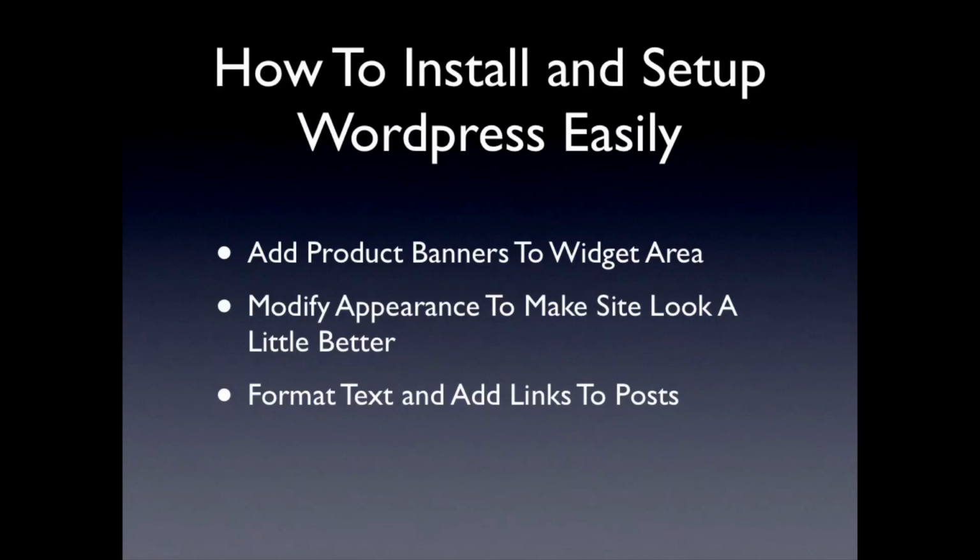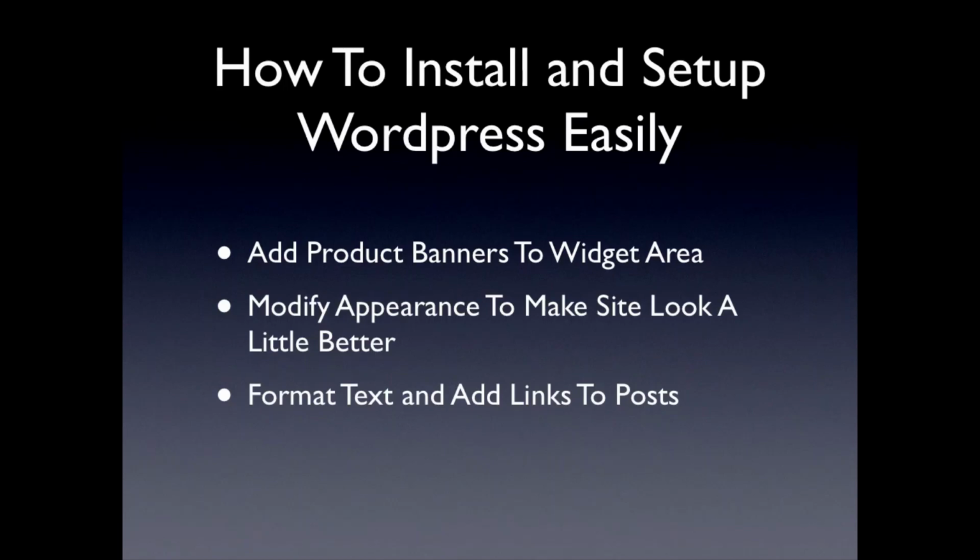In this video, we're going to finish setting up WordPress, and I'm going to show you how to add product banners to your widget area. I'm going to show you how to modify the appearance of your theme to make it look just a little bit better, look much better actually. And I'm going to show you how to format text and add links to your posts. And what I mean by add links is add affiliate links to your posts. So let's go ahead and get started with that.